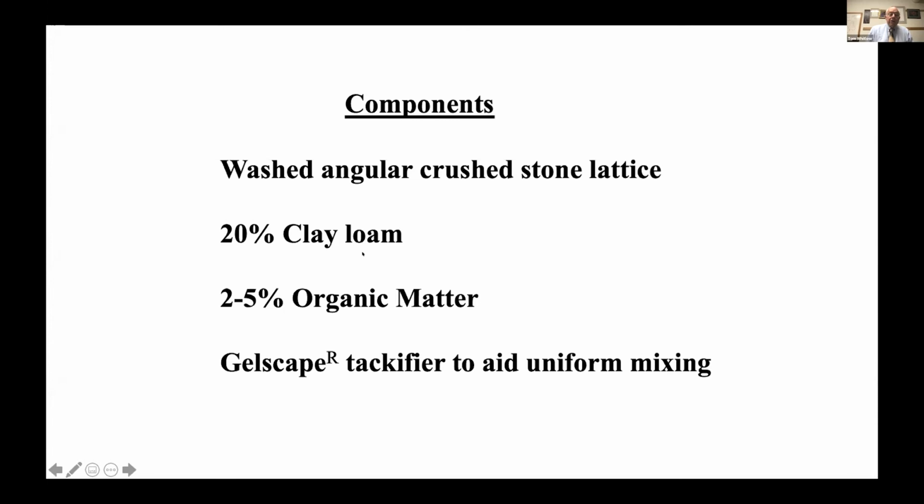Within this stone lattice, you introduce 20% clay loam. That's got to be imported from someplace else. 2 to 5% organic matter. That has to be imported too. And then gelscape tackifier, which is an artificial product. It is something that will aid in uniform mixing and help the clay loam and organic matter stick to the stone lattice. So this is not something that you necessarily want to do or should feel able to do in your backyard.